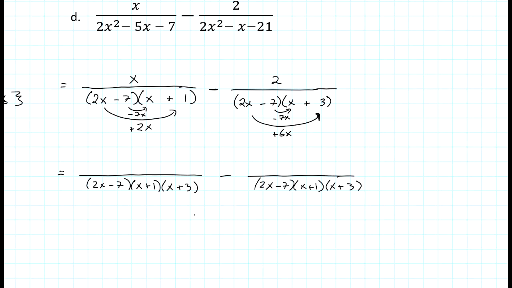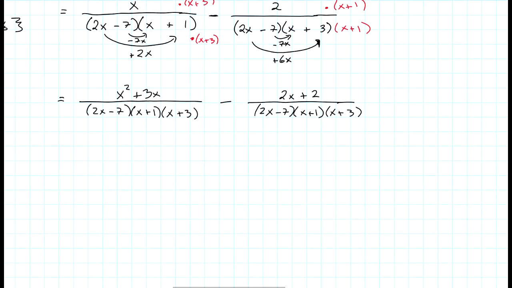So I'm going to multiply the first fraction. I need to multiply by x plus 3, top and bottom. And in the second fraction, we need to tack on an x plus 1, top and bottom, to get our common denominator. So in the numerator of the first one, we had an x. We're multiplying that by x plus 3, so that will give us an x squared plus 3x after distributing. And then on our second one, we had a 2 on top, so we'll multiply that by the x plus 1 to get 2x plus 2.